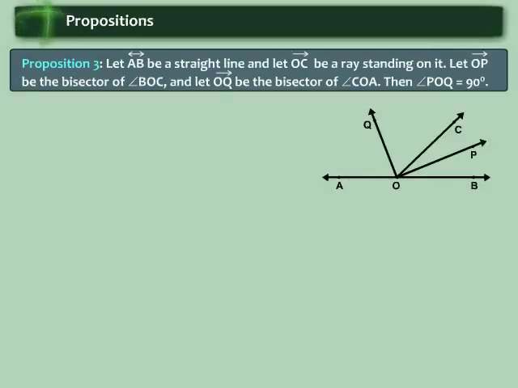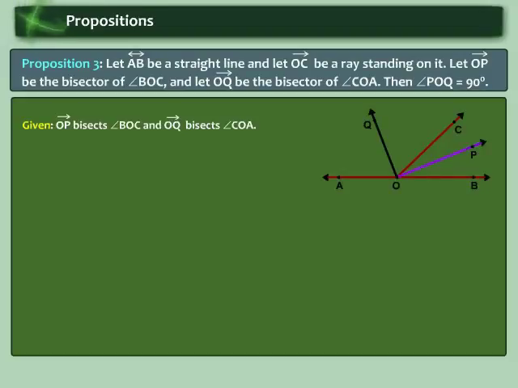Now let's move on to the third proposition. Proposition 3. Let AB be a straight line and let OC be a ray standing on it. Let ray OP be the bisector of angle BOC and let OQ be the bisector of angle COA. Then angle POQ is equal to 90 degrees.